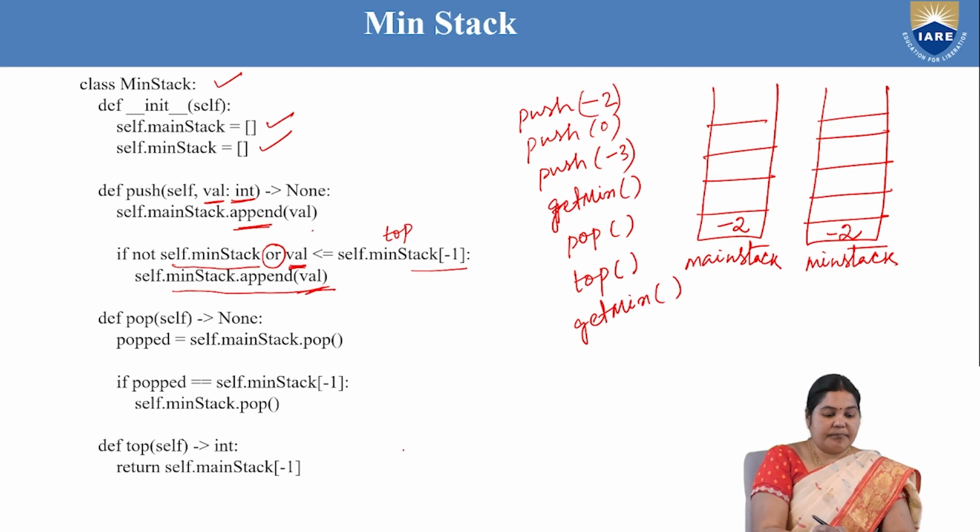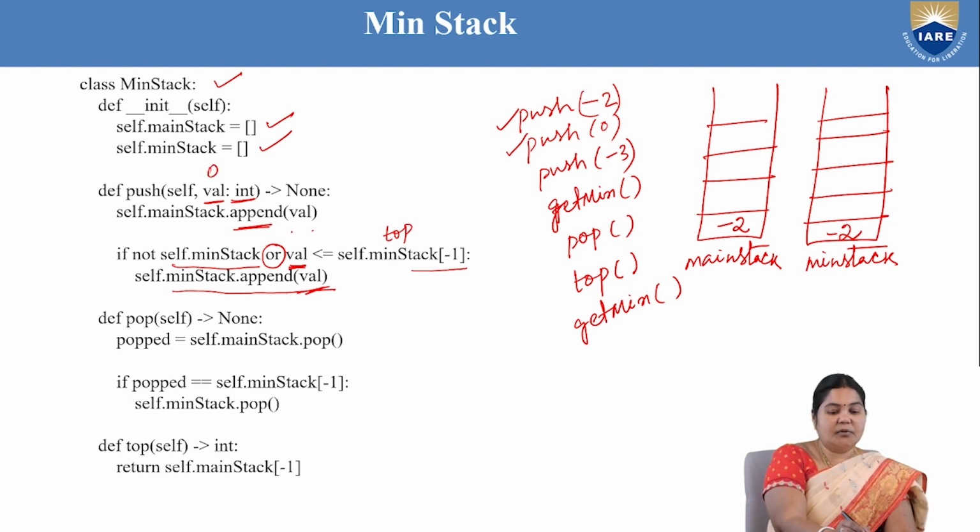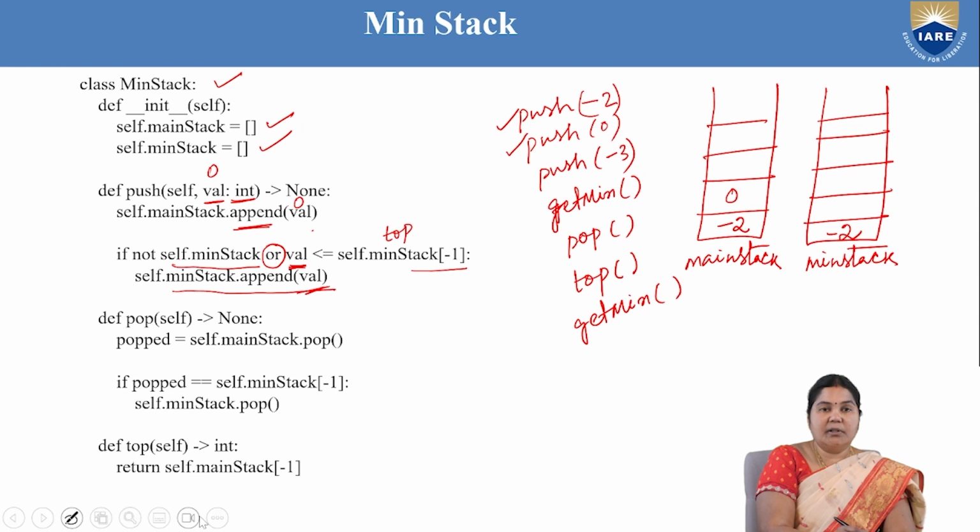Right? Next, once more a push operation has come. Second time push of 0. So here the value is 0. So first you append it to the main stack. So main stack dot append of 0, we did it. Right? Next what we will do? If not self dot min stack, means min stack is not having any values. No, it is having values. Then we'll check the second condition.